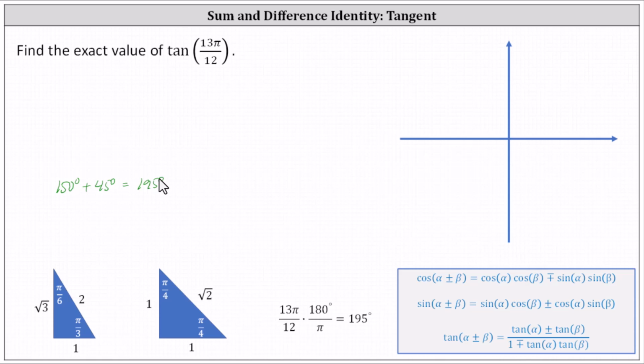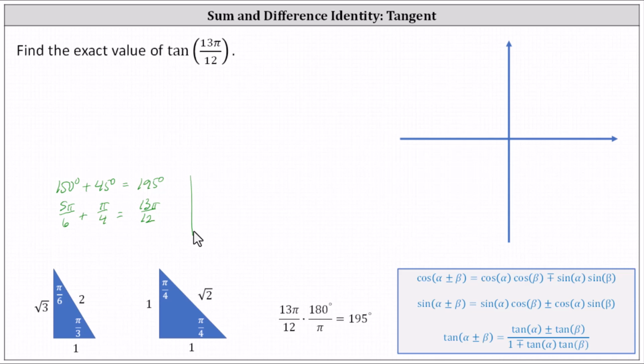Or in radians, because pi divided by 6 equals 30 degrees, and 30 degrees times 5 equals 150 degrees, 5 pi divided by 6 radians equals 150 degrees, and then we'd have plus 45 degrees equals pi divided by 4 radians, and the sum is 13 pi divided by 12 radians. These aren't the only two angles we can use, though.